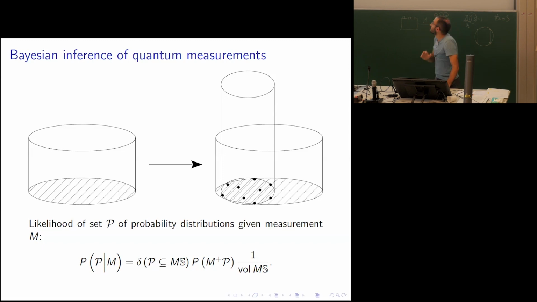Okay, so the important elements are, you have a delta function that requires consistency, basically. The POVM was able to produce your observations for some states, and you have the volume factor that comes from the fact that the linear transformation shrinks or makes bigger your state space.